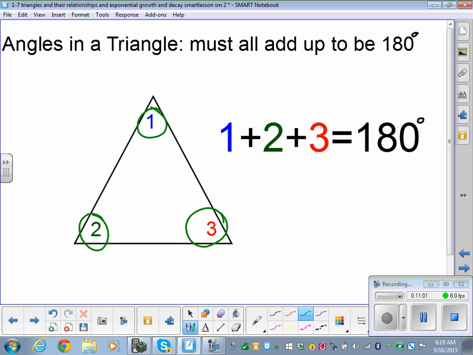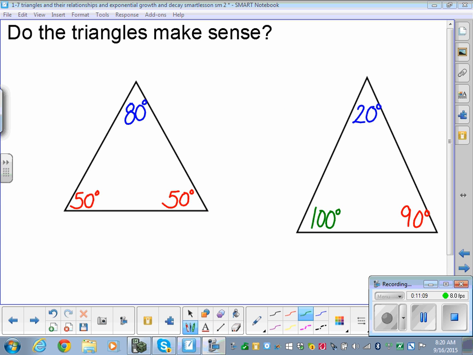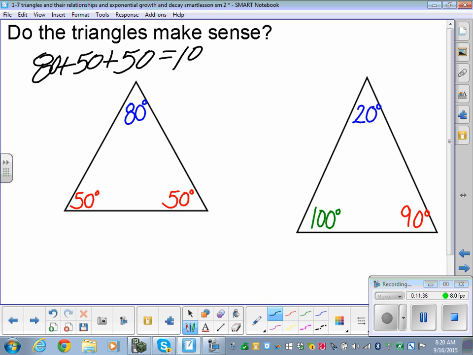Awesome. So now we'll go ahead and just apply this in an example. Okay, let's go through and look at these and see if they make sense. So just watch with me to see if these triangles make sense. So we know that all the angles in a triangle must add up to be 180 degrees. So let's check this one. Okay, so this angle's 80, right? This angle's 50 and this angle's 50. Does 80 plus 50 plus 50 equal 180 degrees? Yes, it does. So this is truly a triangle.